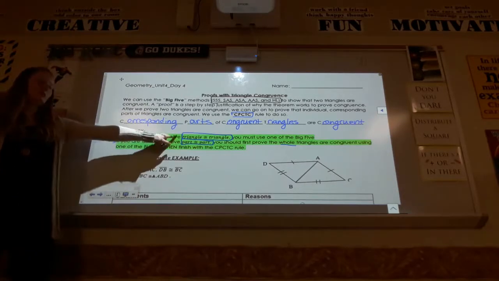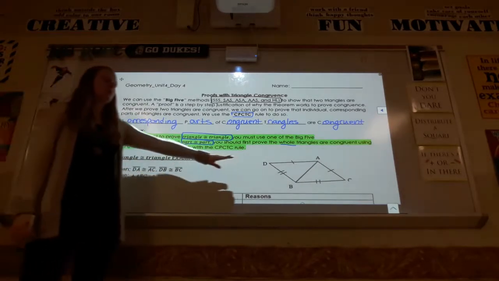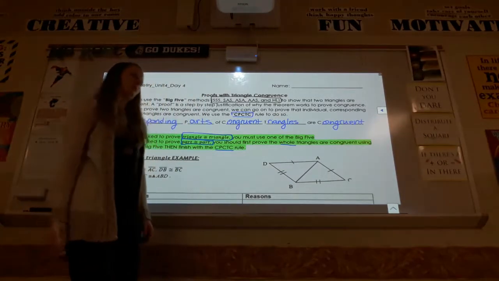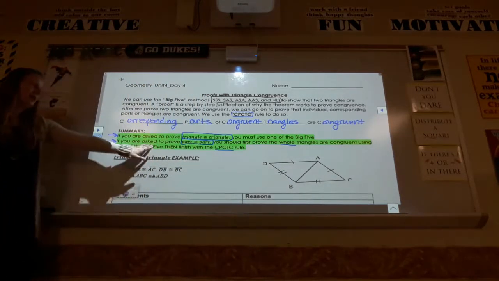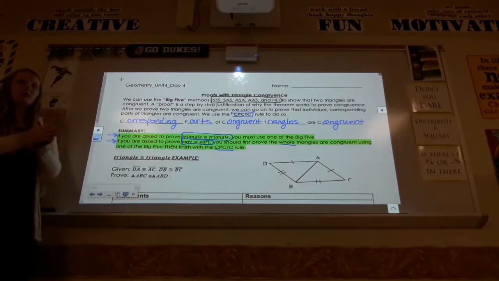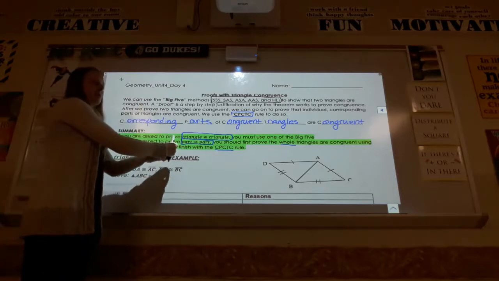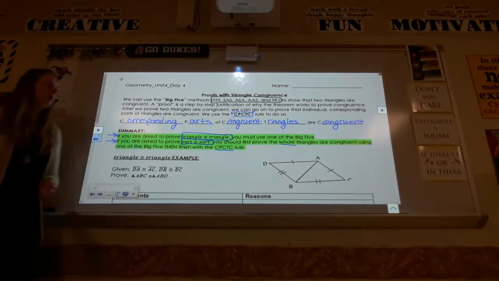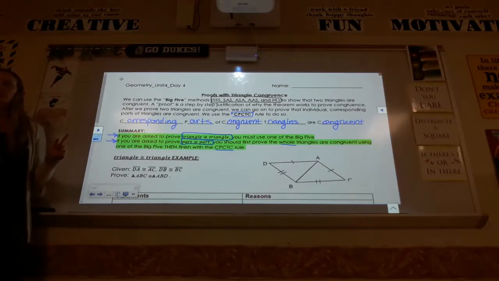So that means you have to use this first. And then once you've decided that the whole triangle is congruent, you're going to follow up with the CPCTC rule. So once you've decided that the big picture, everything about the full triangles, are congruent, you can zoom in on a specific detail and say that those are congruent because of this rule. Right? So those are the two different kinds of proofs that we're doing today.